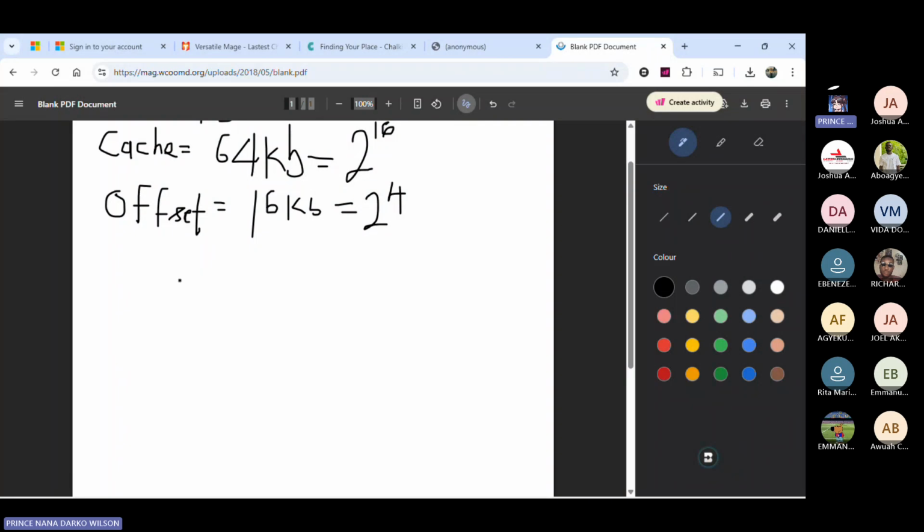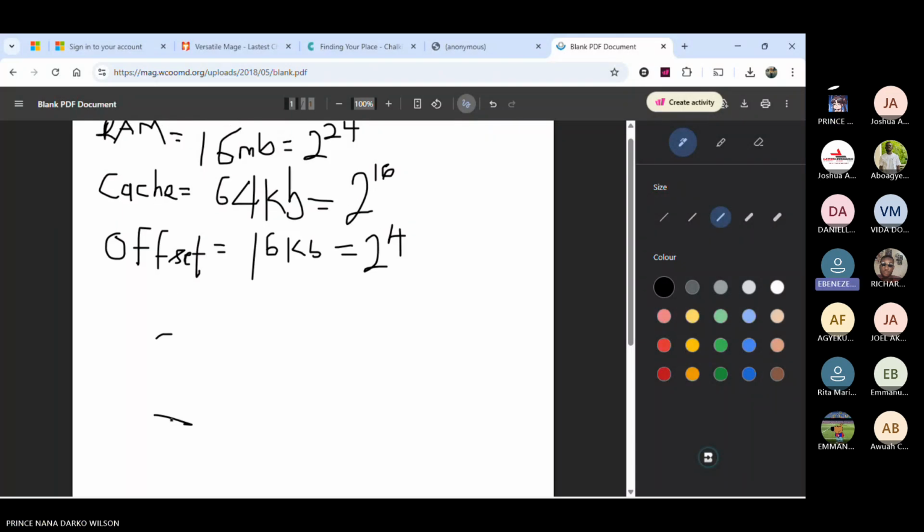So then we are going to need to get our tag. Please, I have a question. Yeah, I'm listening, please. Initially with the first example, I heard you saying block size. So which one is the block size? Oh, sorry. You see, I've misplaced.